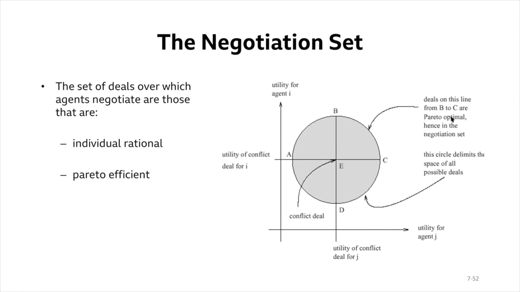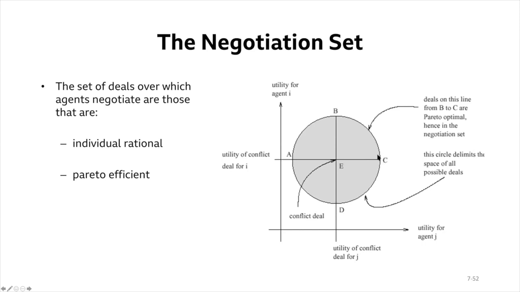Okay, so individual rationality requires that deals are to the right of that vertical line and above this horizontal line, that is, that they lie in this space here. Pareto optimality requires not only that they are in this quadrant, but that actually the deals fall on this line here. So the deals on this line here are actually going to be the ones that are in the negotiation set, right?